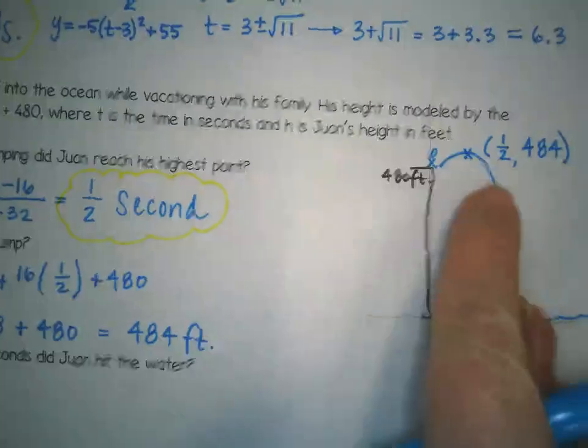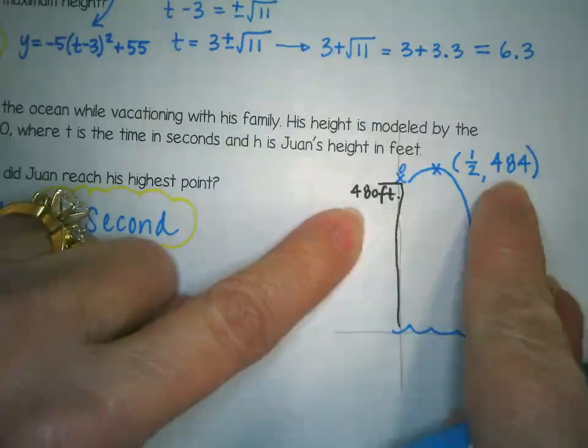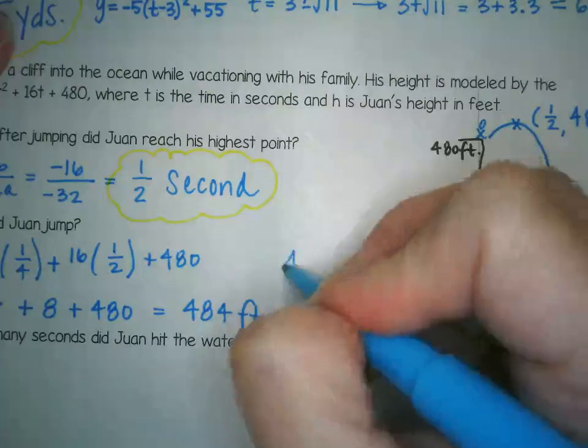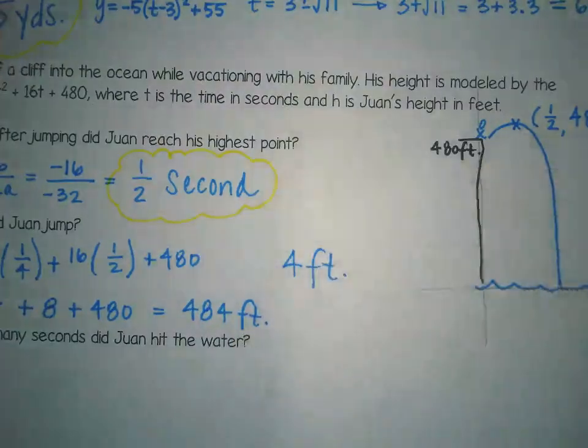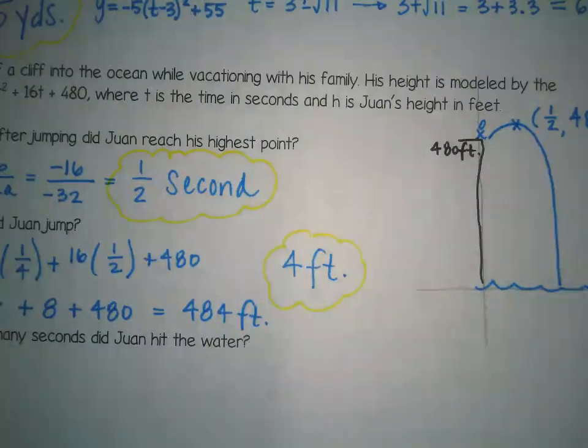Now, the question asked, how high did Juan jump? Well, he didn't jump 484 feet. He only actually jumped 4 feet. So be careful, make sure you're answering the questions that you're being asked. So Juan jumped 4 feet because he started at 480 feet.